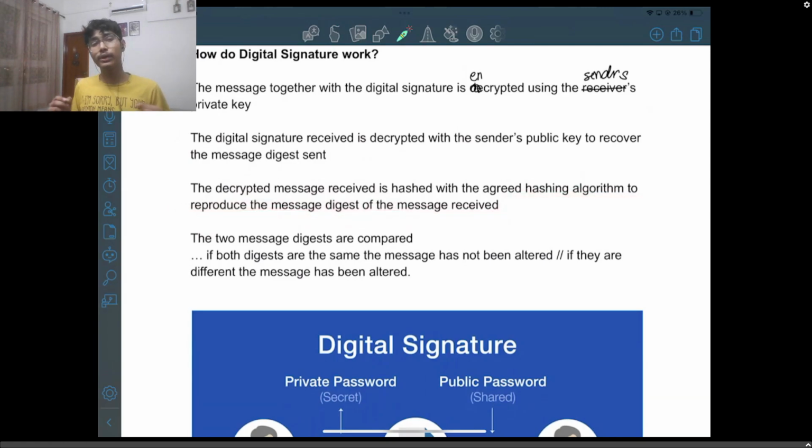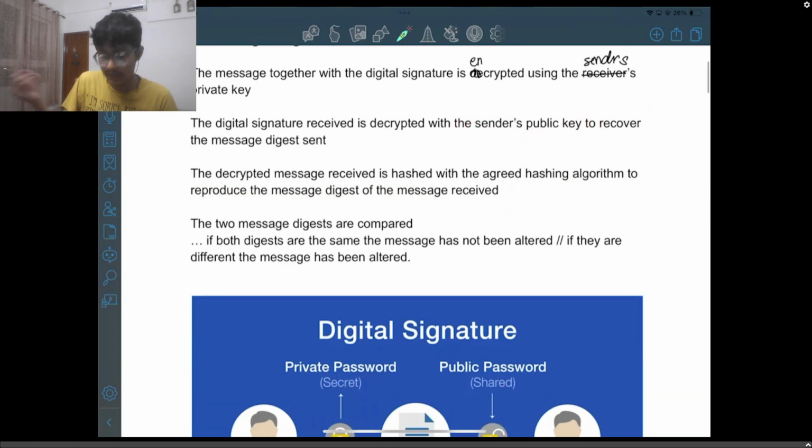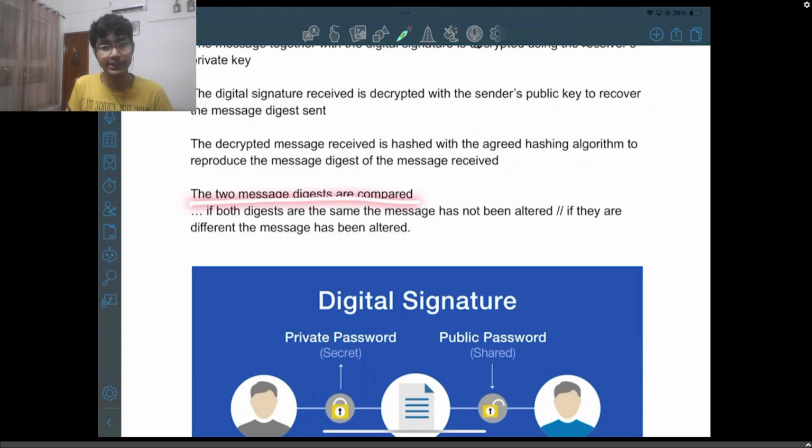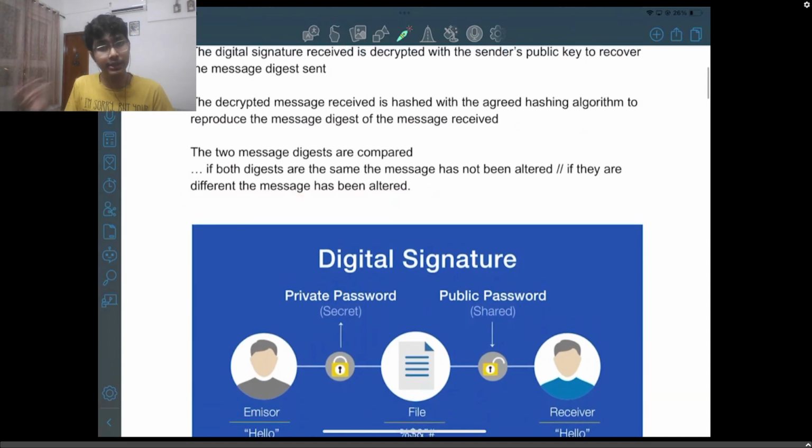So if I'm hashing ABC at the start, I would produce something like 1, 2, 3, 4. That would be my hash. Now, if I decrypt it successfully, because that can only occur with my public key, I would get ABC again. And that algorithm would then again produce 1, 2, 3, 4. So when we compare the two digests, if they are the same, the message has not been altered. And if they are different, it has been altered, so there's someone in the middle who's changing the data.